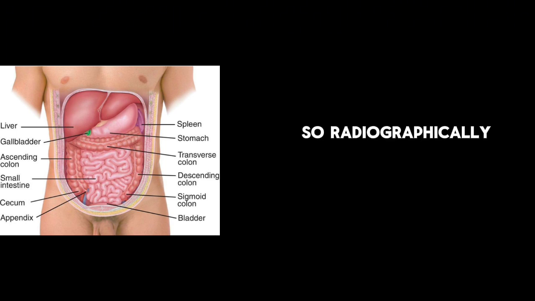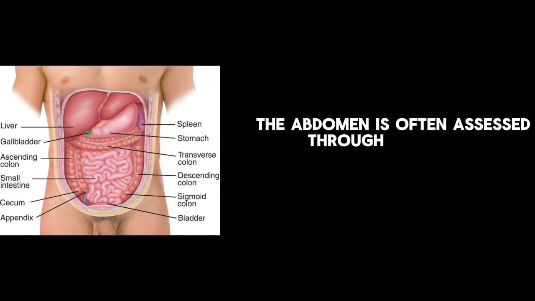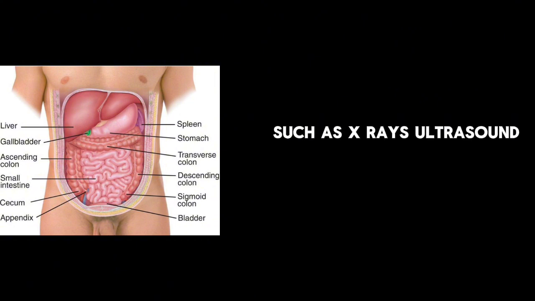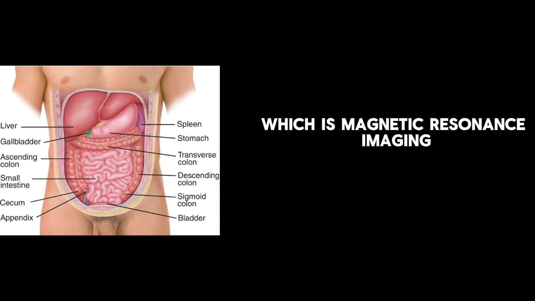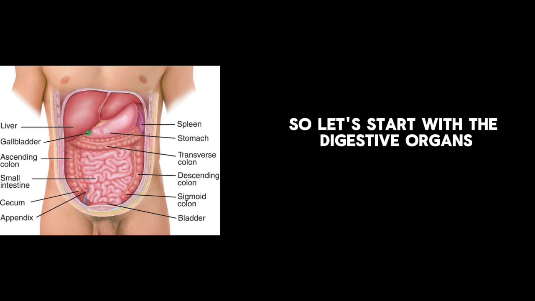Radiographically, the abdomen is often assessed through modalities such as X-rays, ultrasound, CT, which is computed tomography, and MRI, which is magnetic resonance imaging. So let's start with the digestive organs.